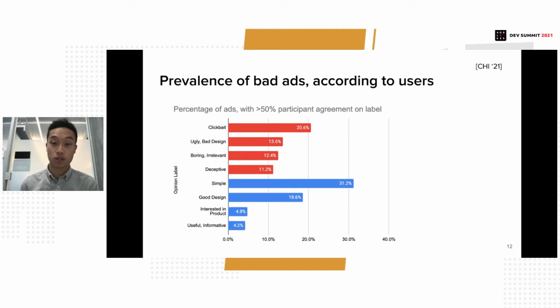We can see that participants felt that over 20% of the ads were clickbait, and over 11% of the ads were deceptive. And so this shows that a pretty significant proportion of the ads on the web are seemingly disliked by users.